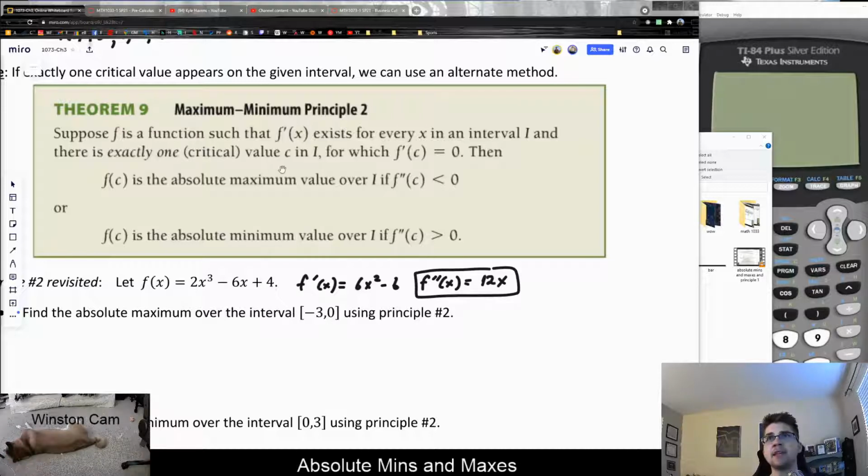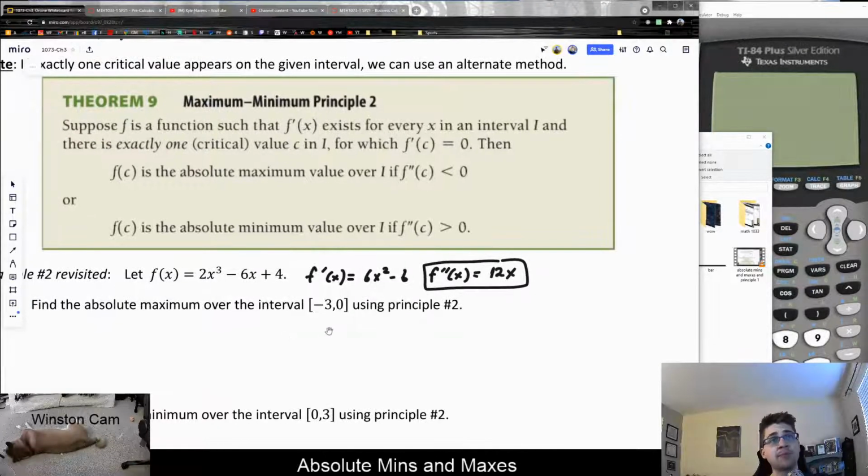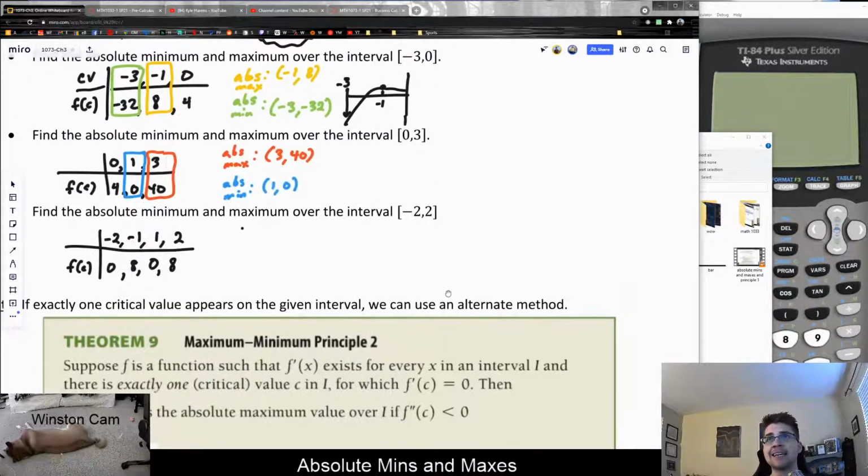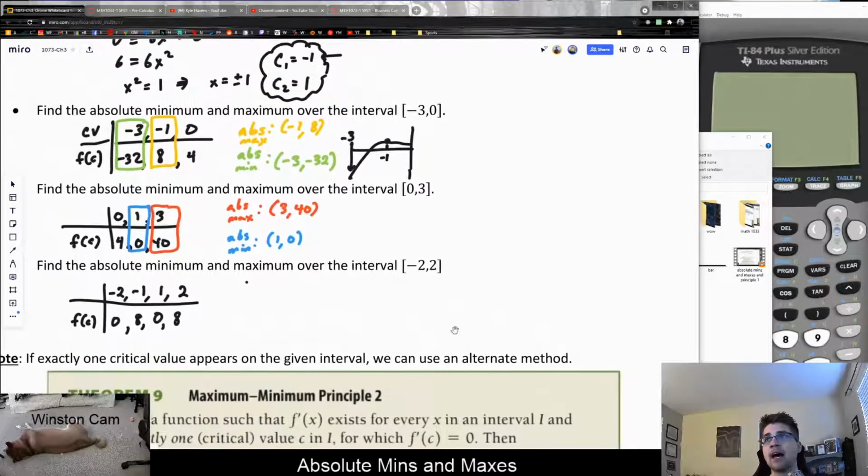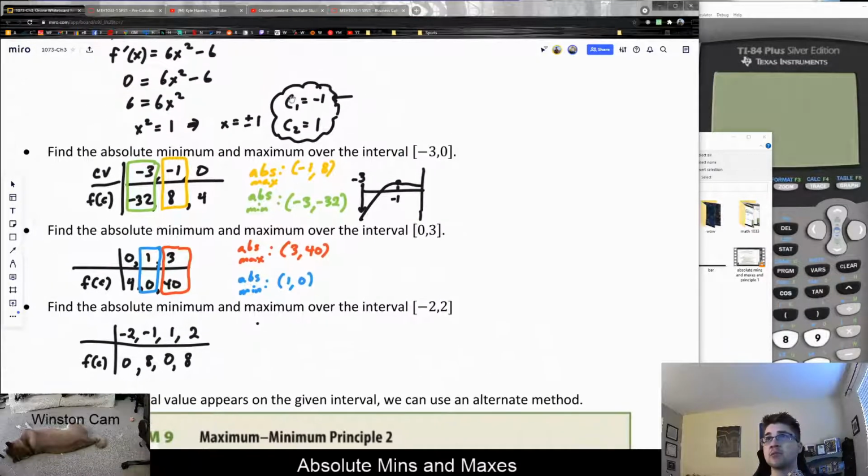And the idea behind the min-max principle is I can use the second derivative to classify the absolute min or max on the interval, assuming there's only one. So like in the prior example, there was only one critical value in the interval -3 to 0, which was the -1. And you could use principle 2 here or here because there was only one critical value between 0 and 3, 1.